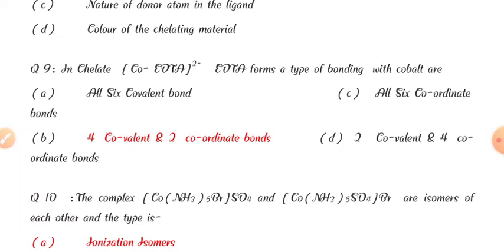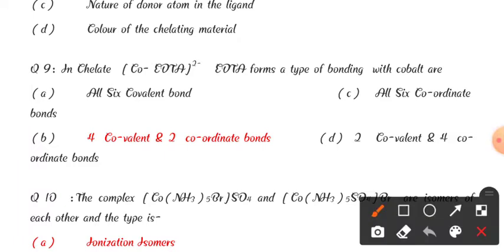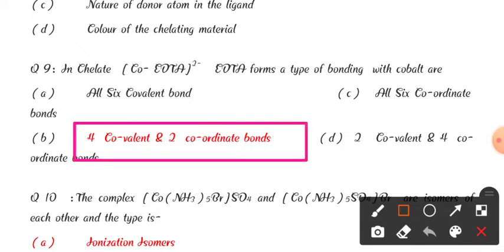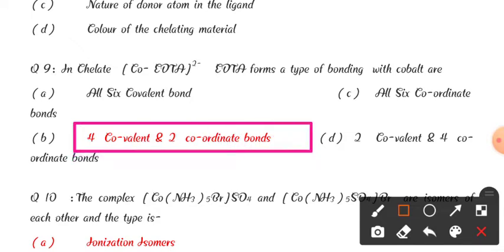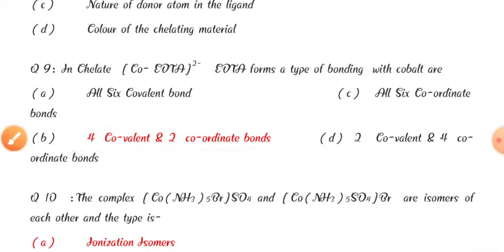Now next question. Question number 9. In the chelate cobalt ethylenediaminetetraacetate, we know ethylenediaminetetraacetate is a multidentate ligand. Okay, and it forms which type of bonding with cobalt? So friends, option number B, that is 4 covalent and 2 coordinate bonds formed with cobalt. So this one is the correct answer. Okay. Now next question, friends.